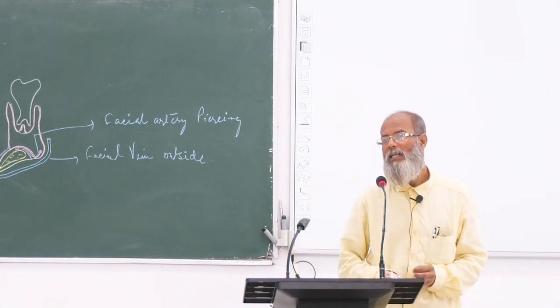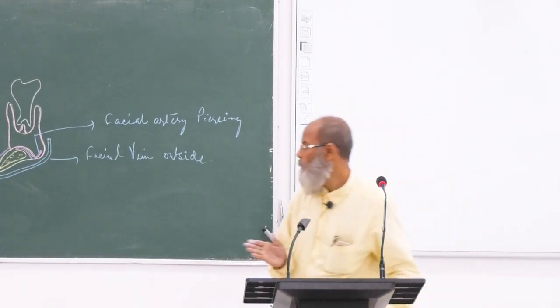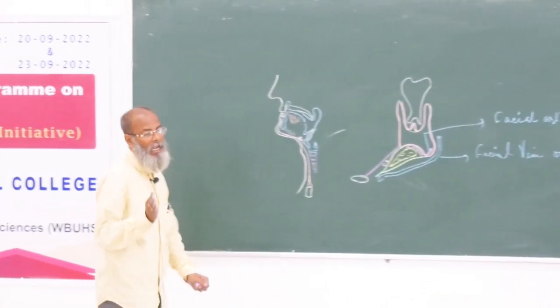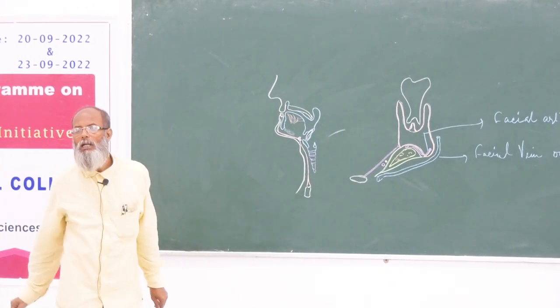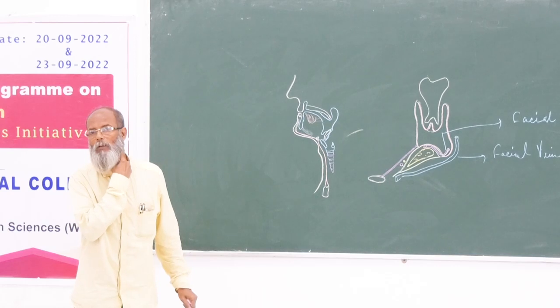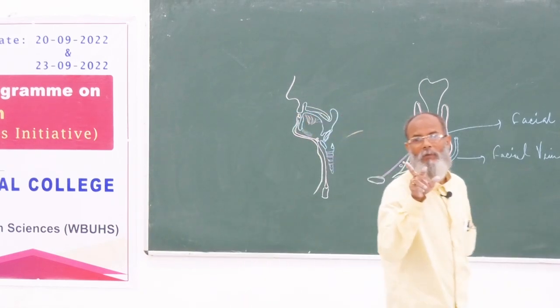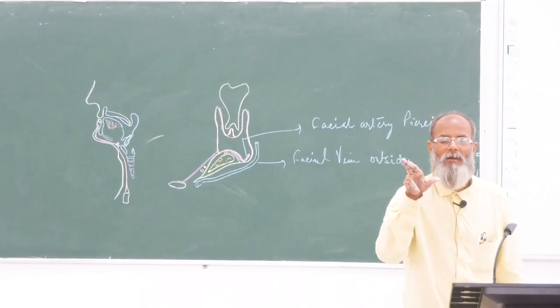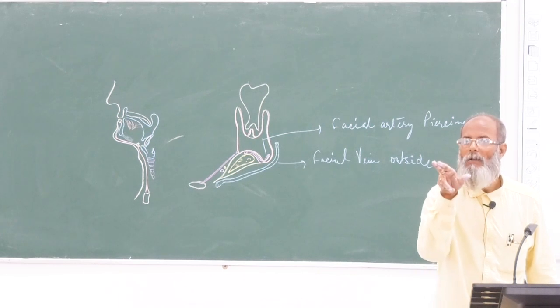Similarly, there is another thing to understand. That is the part from the angle of the mandible. That is from the styloid process and tympanic plate. It is condensed part up to the angle of the mandible. This part gets split to enclose the parotid gland.